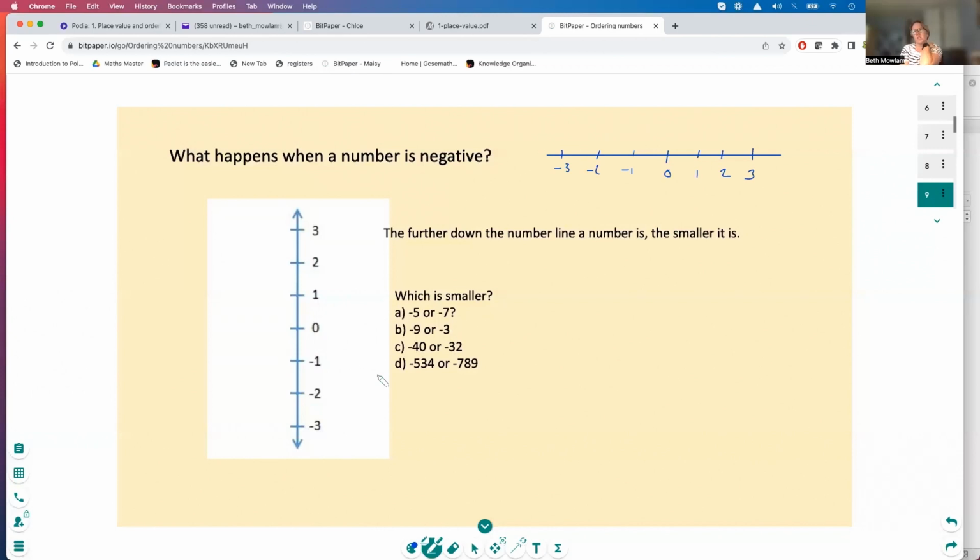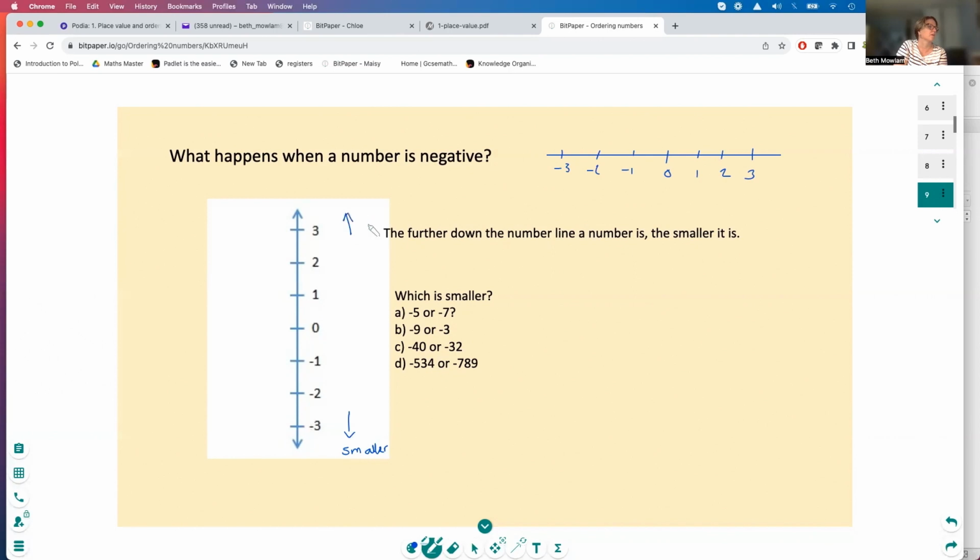So what I've done is I've changed my number line and I do a vertical number line because it makes more sense in my brain. No other reason than that. It is up to you whether you want to use a horizontal or a vertical one, but it's all about making it make sense to you. The reason I do a vertical line is the further down the number line a number is, the smaller it is. As we're going down and down and down, it's getting smaller as you're going down.